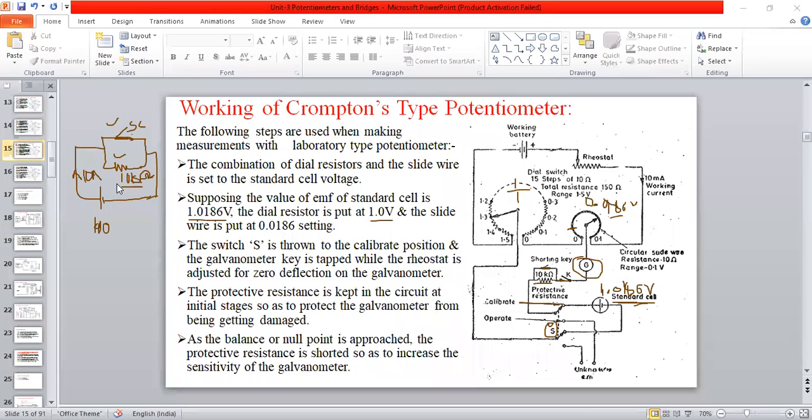Others? Roll number 3. Roll number 6. Pradnya, say. From the short circuit. From the short circuit, two options are over. Okay, next. Roll number 11, Priyanka Power.